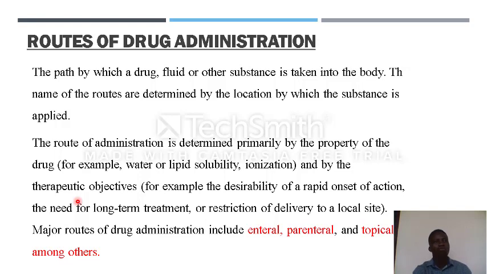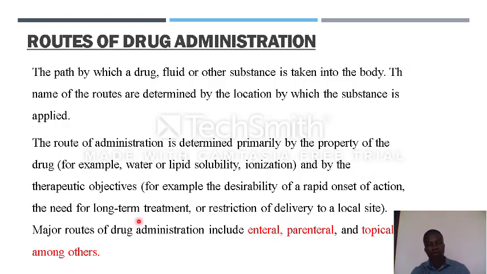Let's say someone is in an emergency situation, and we want to give a drug to the patient in order to revive the patient, then it means we are to go for a drug that will easily get into the systemic circulation. With the property of the drug, let's say if the drug you are giving is not water soluble, it may affect the parts that you want to administer to. So these ones too you need to consider.